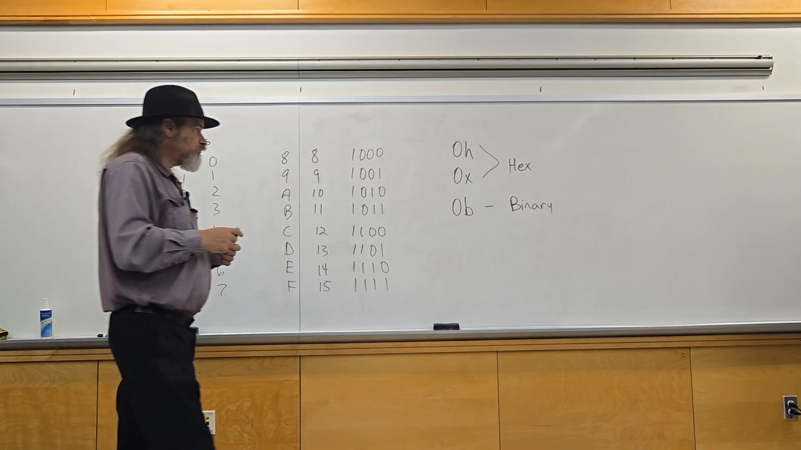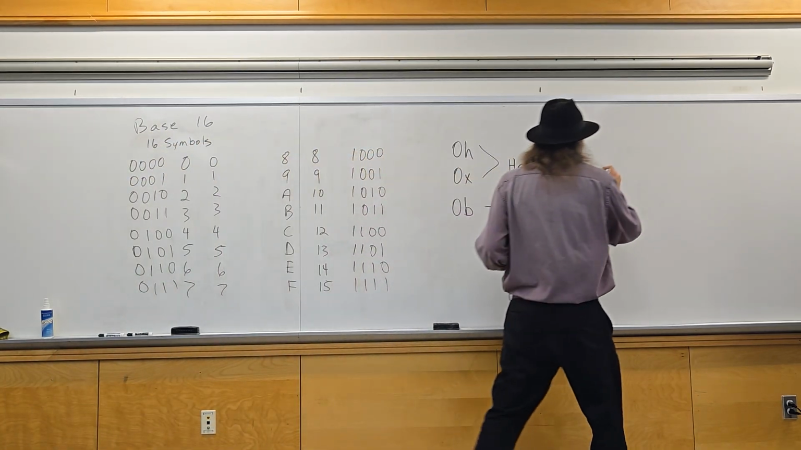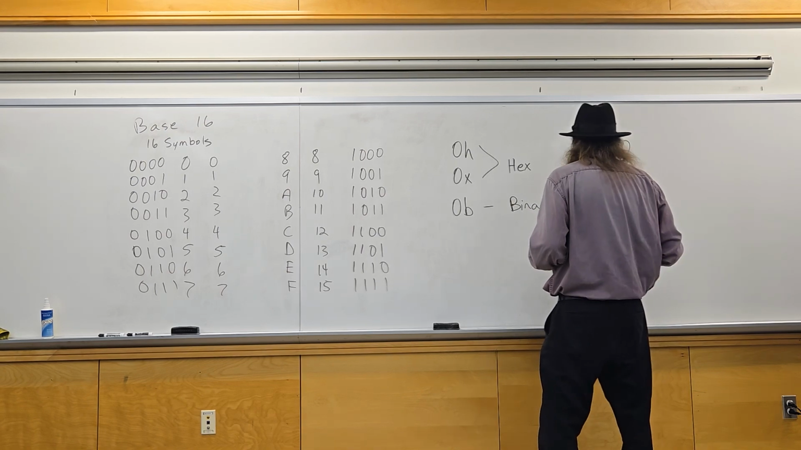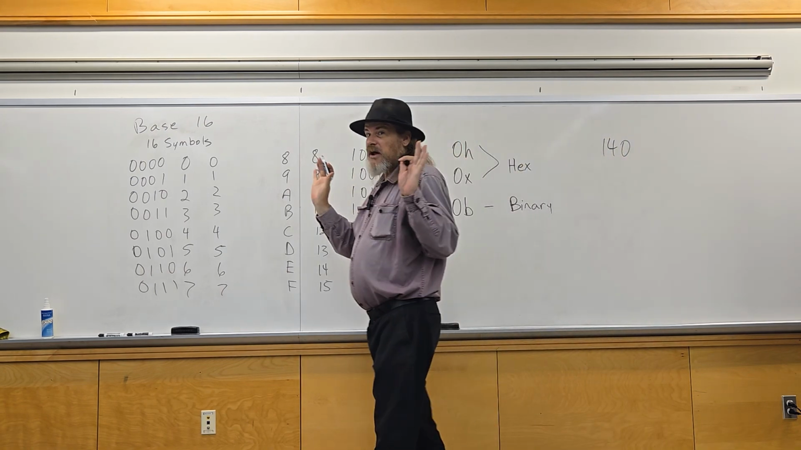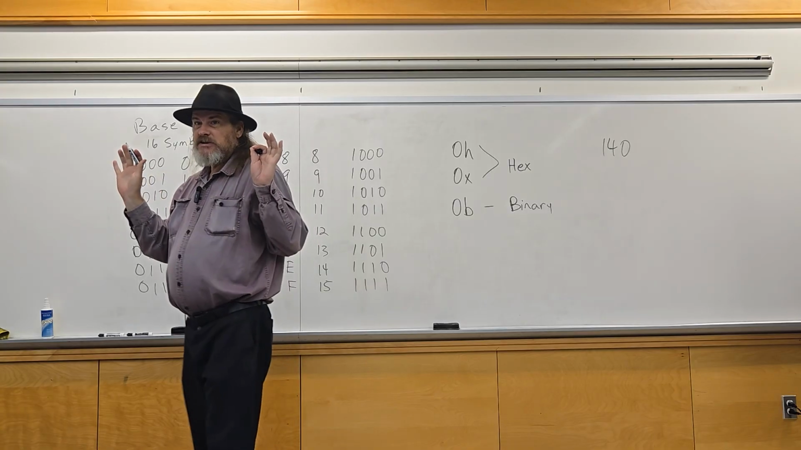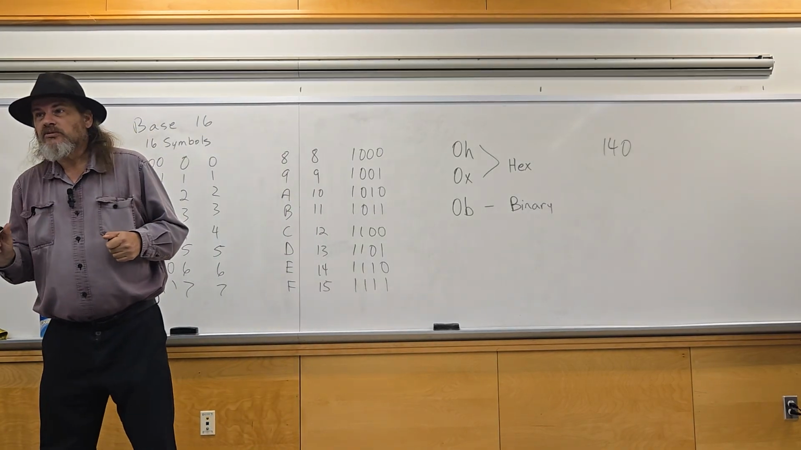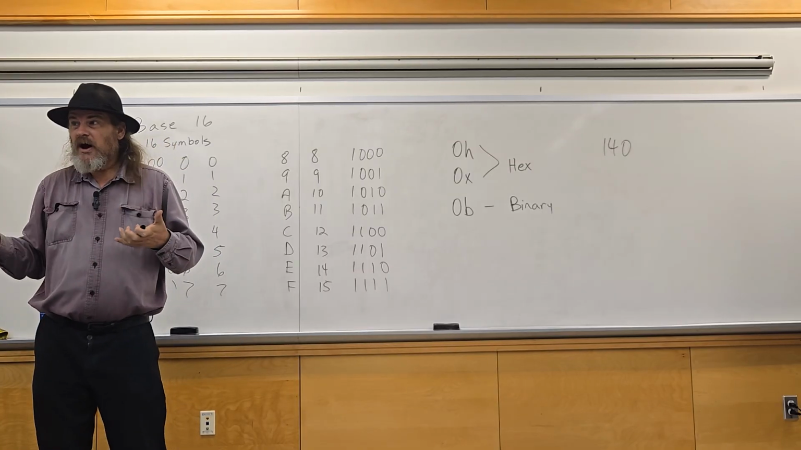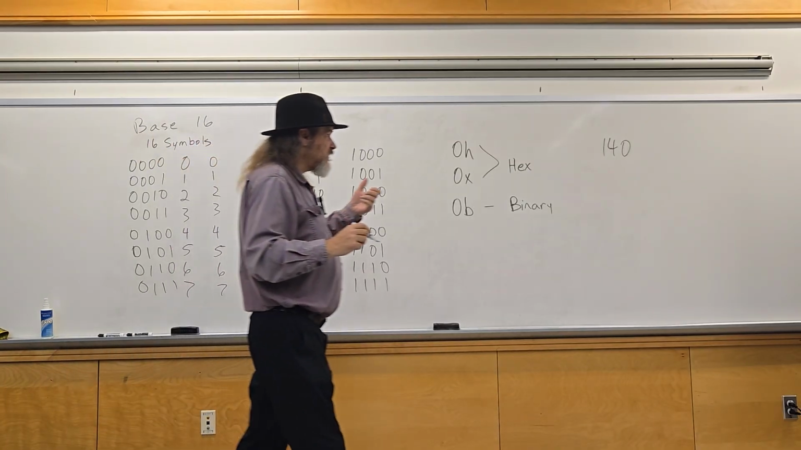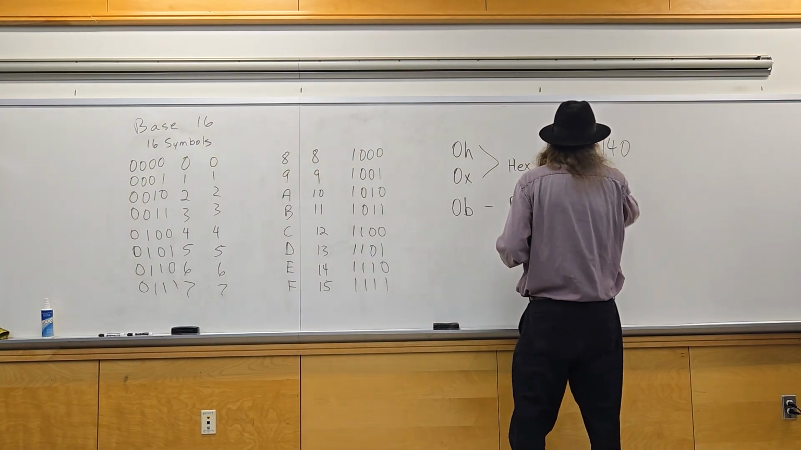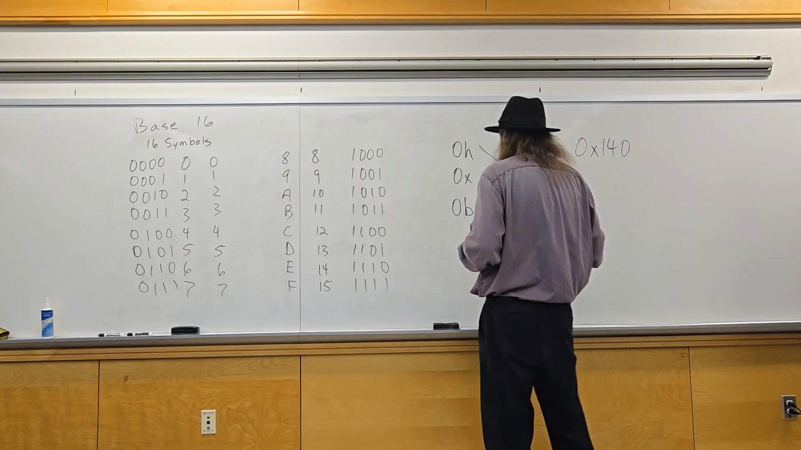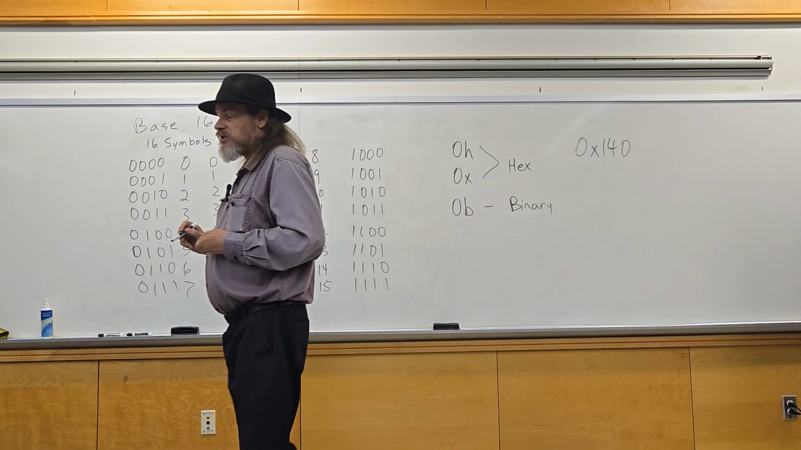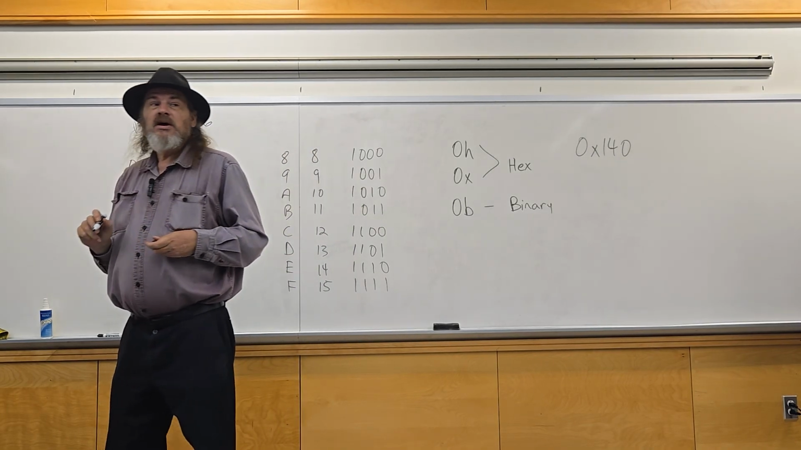For example, 140. Okay, it's obviously not binary, but is that decimal or is it hexadecimal? It could be either one. The symbols, it could go either way. So to indicate that it's hexadecimal, you would put 0x in front of it. Or 0H, depending on the system that you're using.